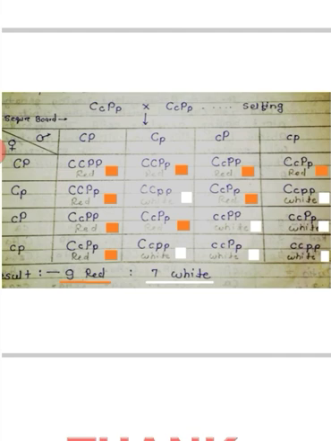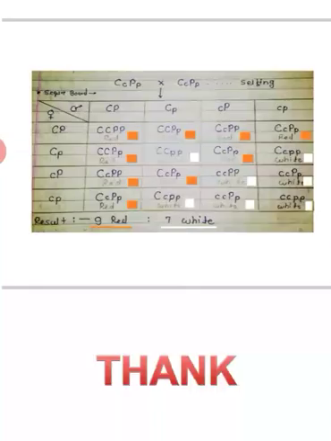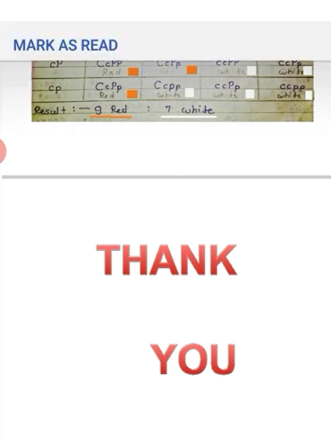You remember that in monohybrid cross the ratio is 3:1, in dihybrid cross 9:3:3:1, and in back cross and test cross, dominant genes must be there; here 9 red, 7 white. So next time we will discuss the supplementary gene interaction.